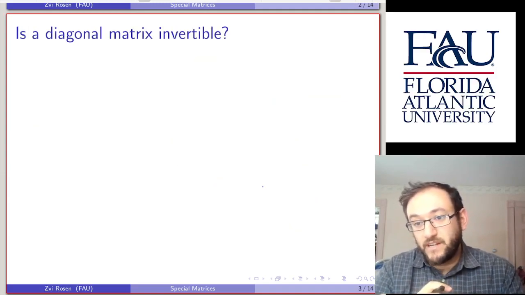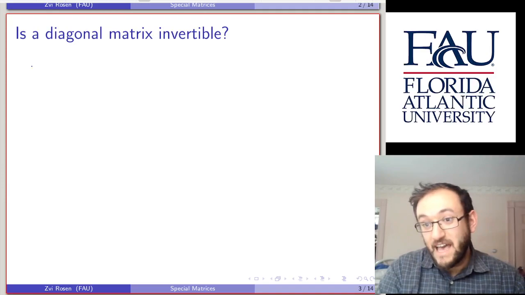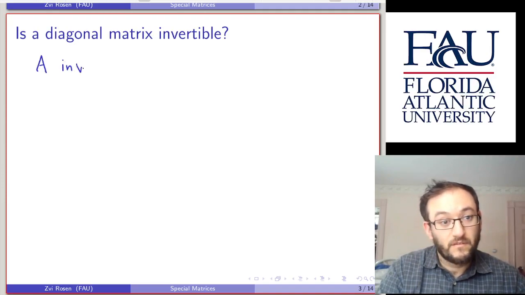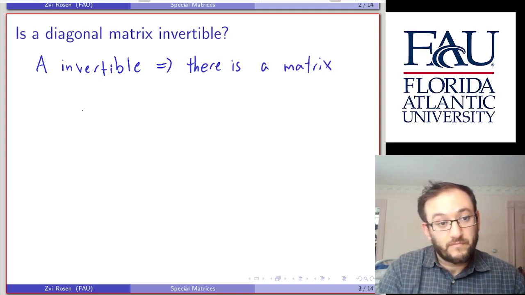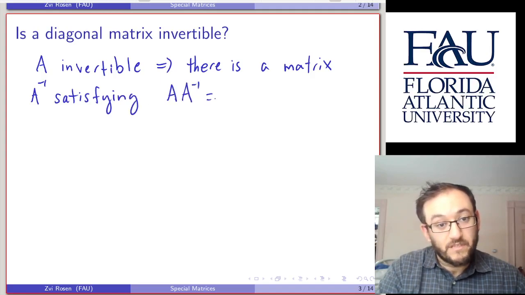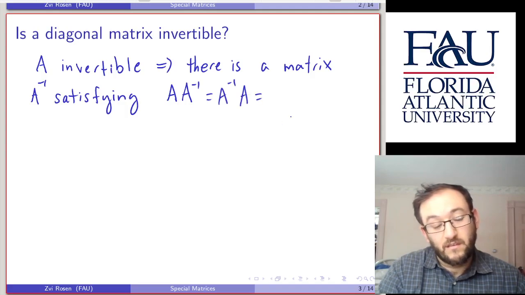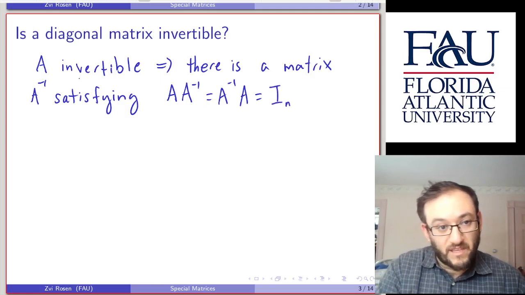So looking at a diagonal matrix, how can we determine whether or not it's invertible? Let's recall that a matrix A having an inverse means that there is a matrix A inverse satisfying A A inverse equals A inverse A equals the identity matrix of size n by n, assuming that A is an n by n matrix.